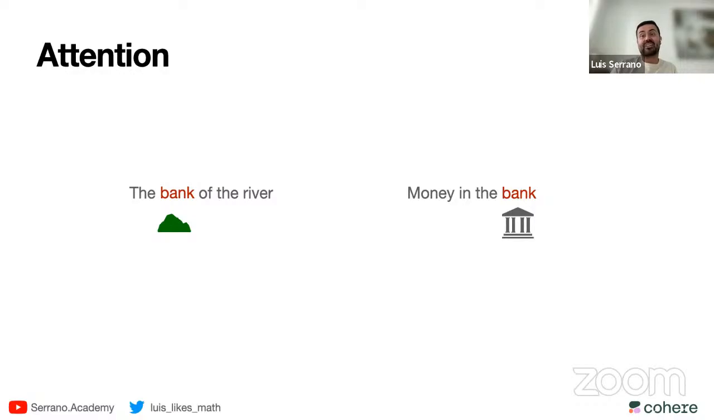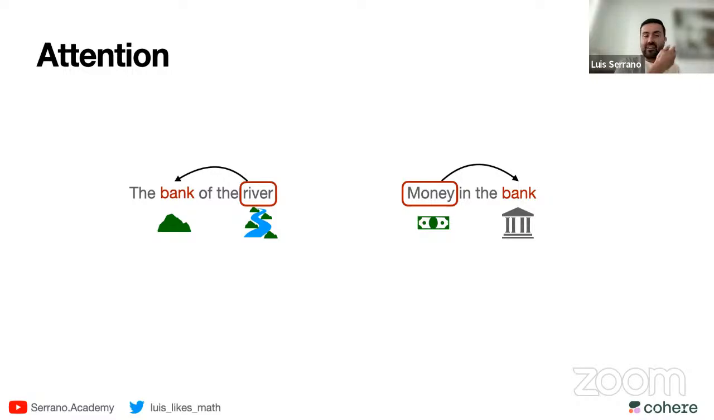We use context, right? So in particular here, the word river is the one that hints that the bank we're talking about is in nature. And the word money here is the one that hints that the bank we're talking about is an institution with money.